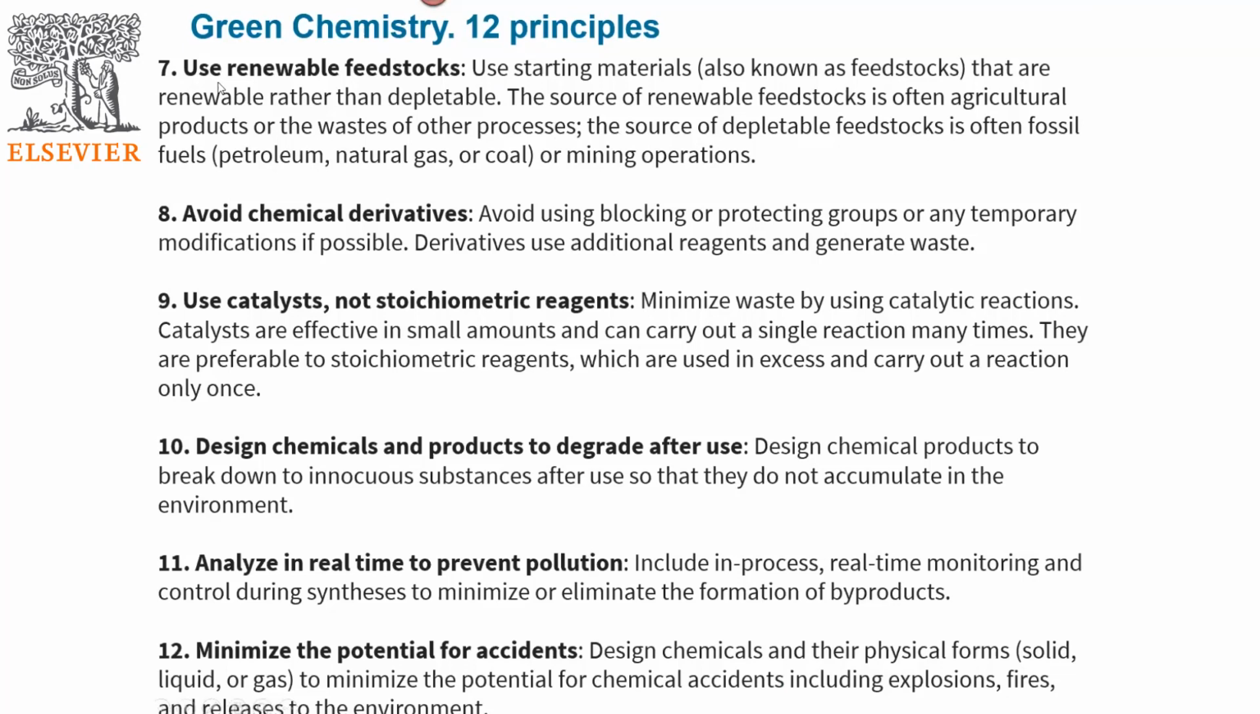Principle number 7 advises us to use renewable feedstocks. So the starting materials should be renewable rather than depletable, and the source of renewable feedstocks is often agricultural products or waste of other processes. The source of depletable feedstocks is often fossil fuel or mining operations. So we will talk about this as well. We will talk about how to find natural products in Reaxys.